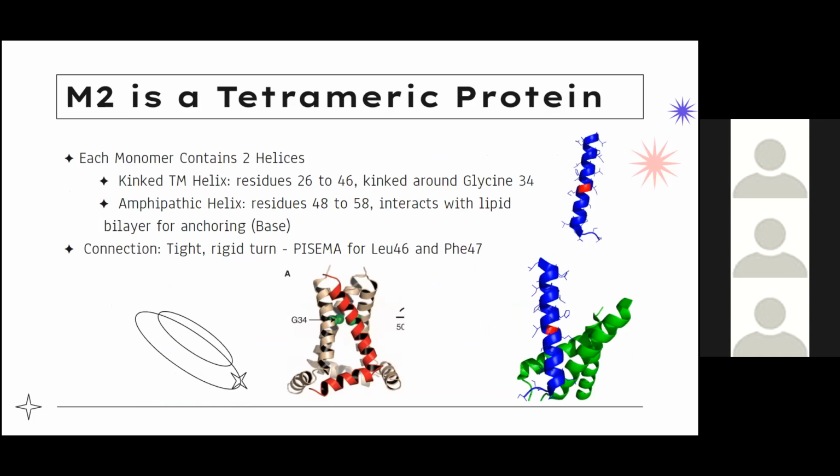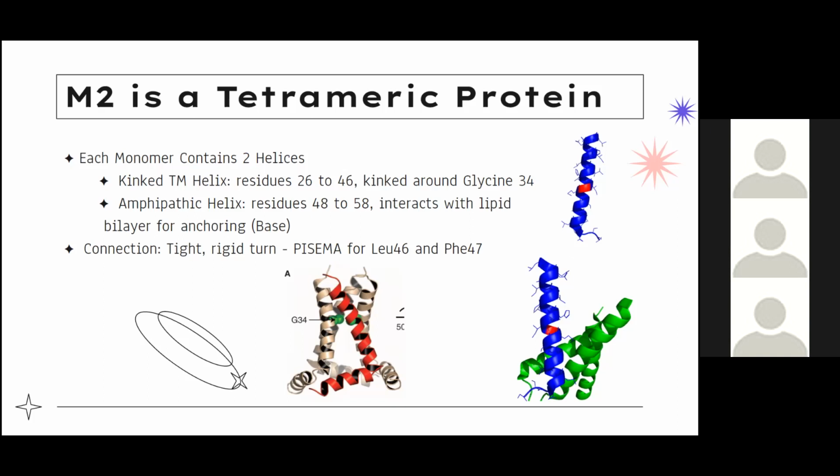And M2 is a tetrameric protein, so it's made out of 4 monomers, and each of these monomers contains 2 different helices. And the first one is the kinked transmembrane helix, which is residues 26 to 46, and it's kinked around glycine 34. So on the right, on the top right, you can see the red highlight in the middle of the blue helix, and that's the glycine 34 where the kink occurs. And if you look at the figure on the bottom left with the green glycine 34s, you can see what the kink actually looks like and how the helix is literally bent over.